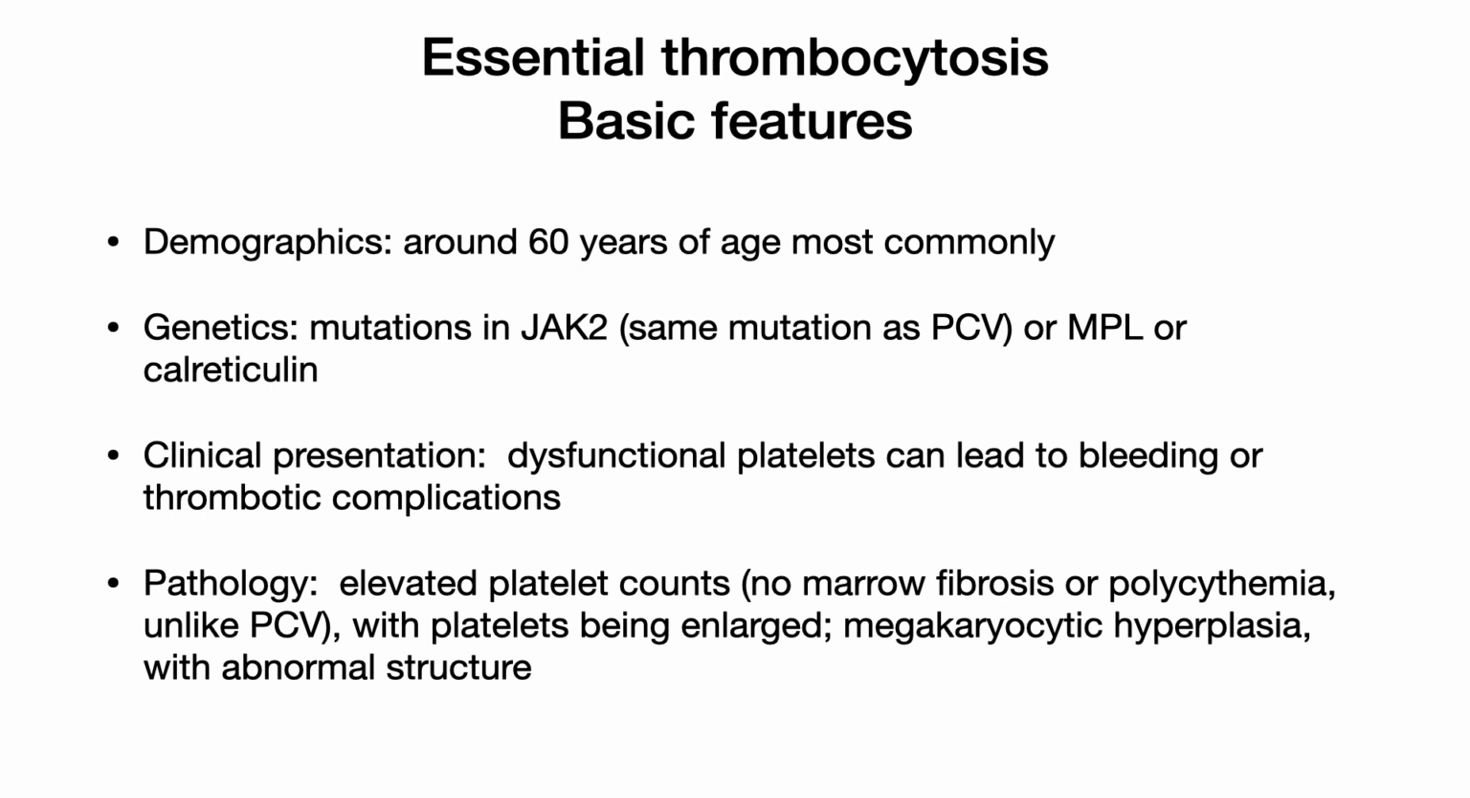And then essential thrombocytosis, same thing, around the same age, same type of mutation, with an elevated level of platelets, but they're dysfunctional. Because of that, even though you have a high platelet count, the platelets are not normal, so you can still have bleeding. And then what you'd expect, megakaryocyte hyperplasia, because it's pumping out more platelets than normal, so the precursors, the megakaryocytes, increase, and the platelets can be abnormal, so they can be enlarged.